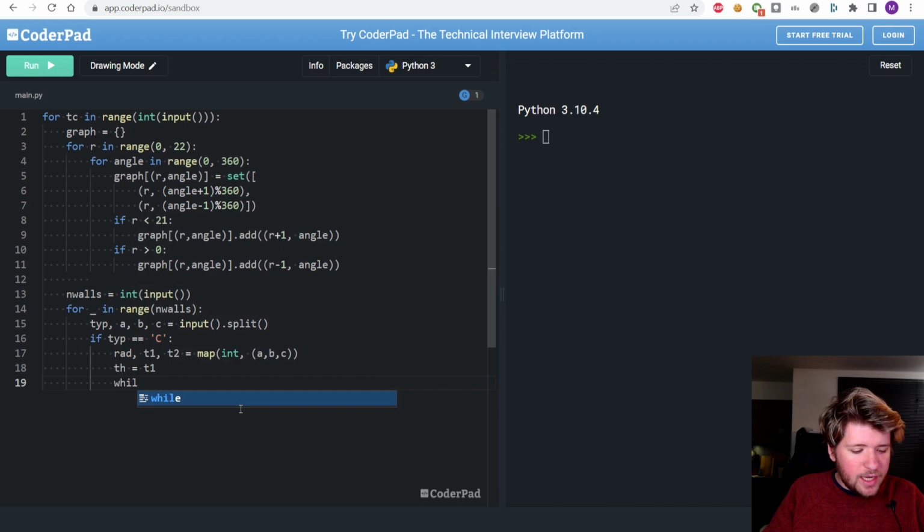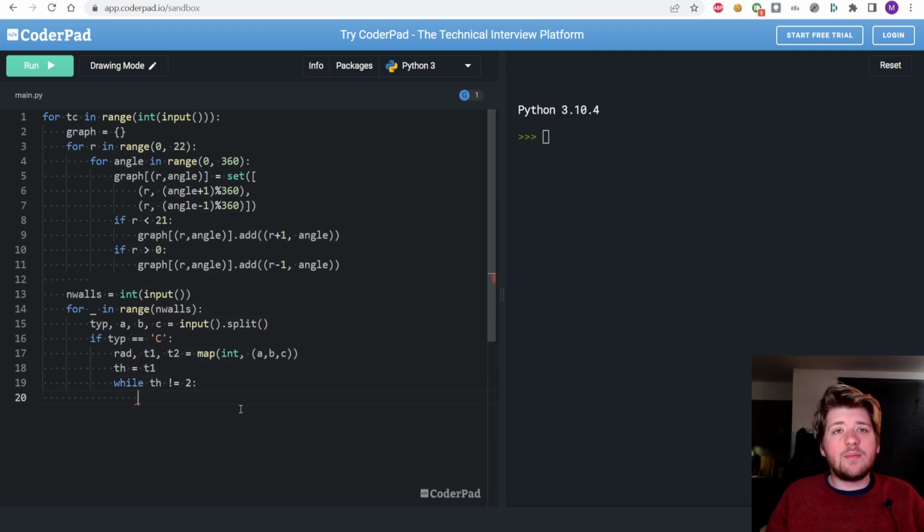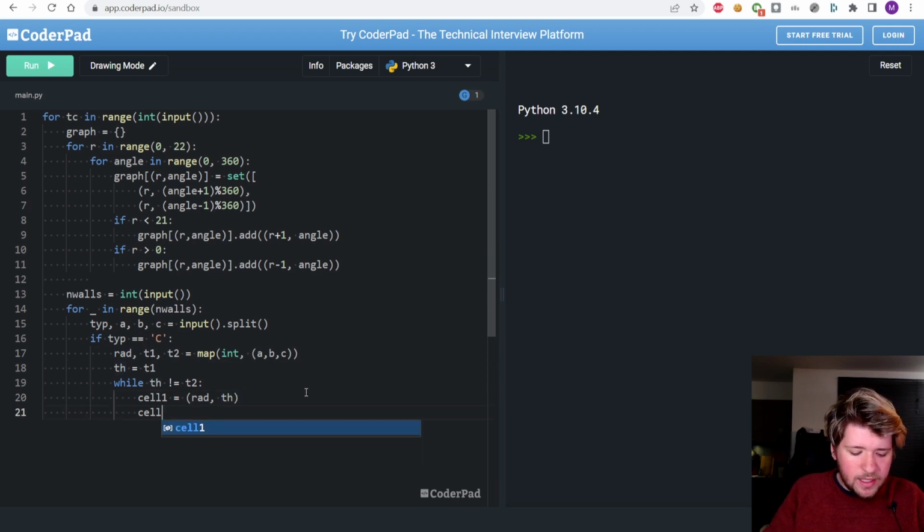So I'll initialize the theta value, and then I'll just do a while loop. It will make it a bit easier for computation instead of using a range. So while we haven't reached the end first, so T2, we can say that the cell 1 that's on one side of the wall will be the radius of the wall and TH, which is the current angle, and the second cell is the radius -1 and TH.